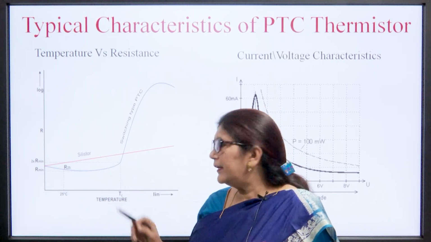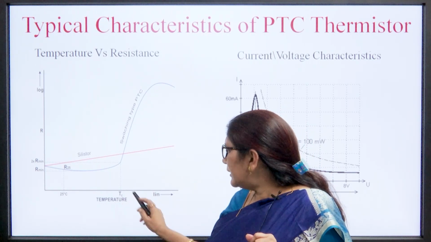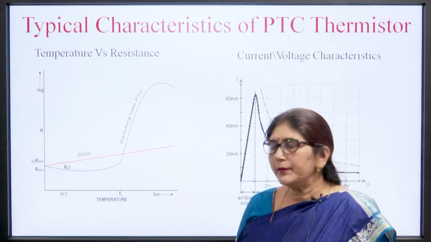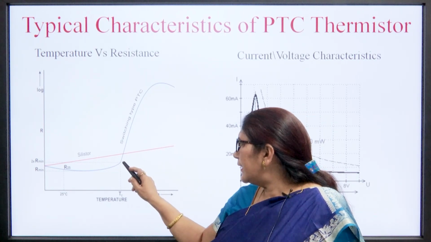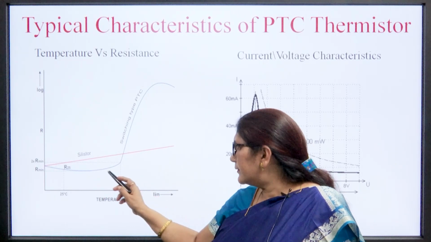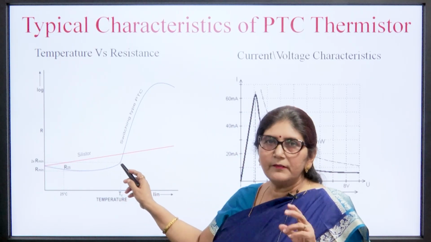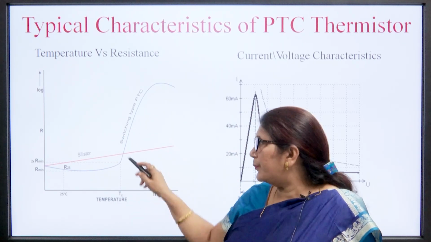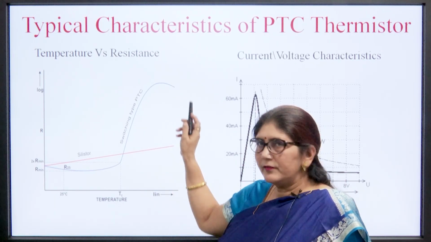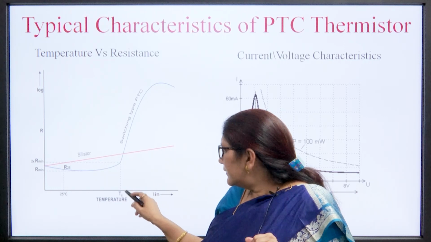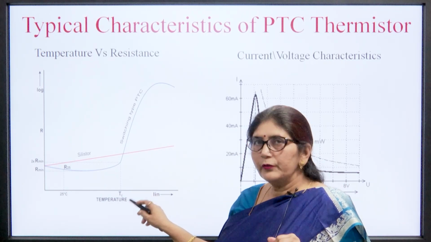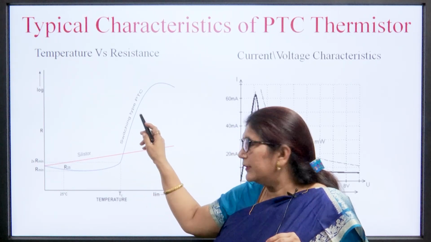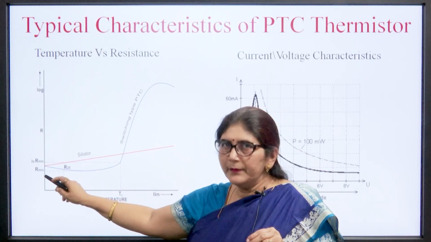So, it is R25. Then this is the Curie point. This TC is known as the transition temperature or the Curie temperature. The change in resistance is negative until this point, and after this point the change in resistance is positive, meaning when temperature increases the resistance also increases. At the Curie point, or the transition point, the resistance of a switching type thermistor is twice the minimum resistance.